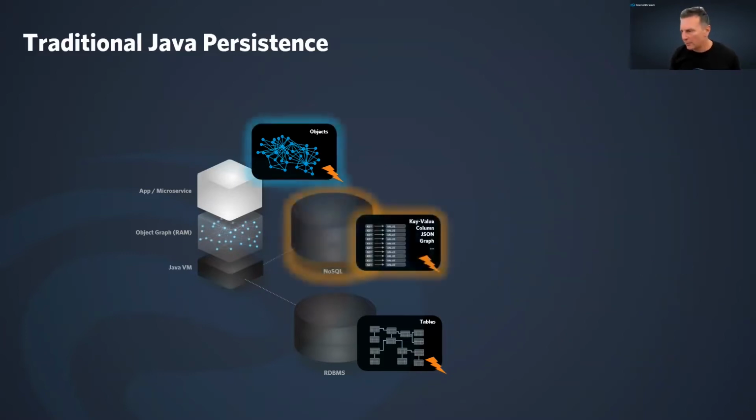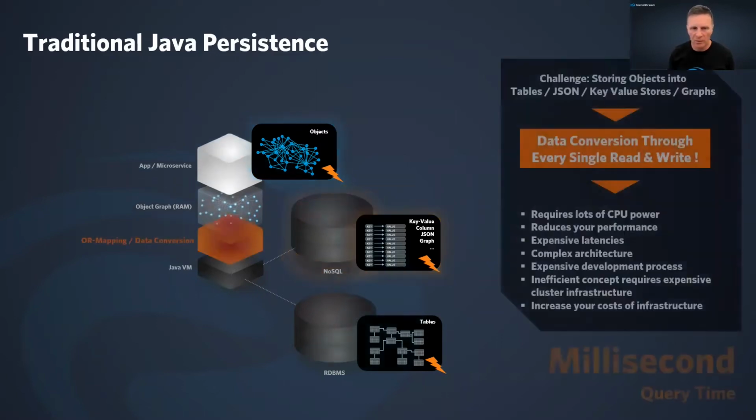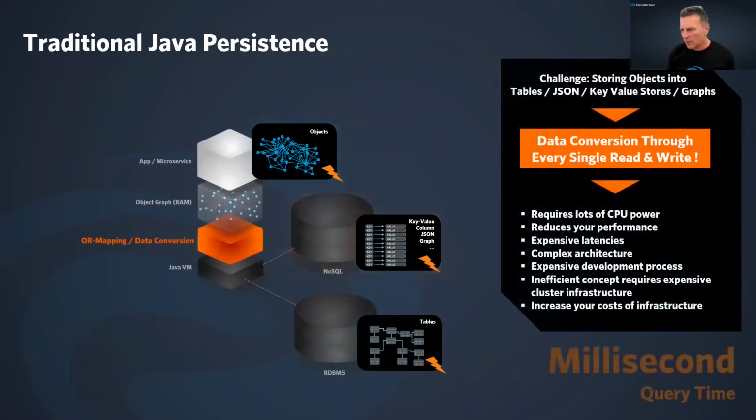Then we have the NoSQL database approaches. The new NoSQL databases introduce completely new data structures or formats. But when we compare all these formats, we see that they are also incompatible with Java object graphs. So we need a mapping or data conversion here as well. So it's the same with a NoSQL database. In any case, we need object relational mapping or data conversion through every single read and write.